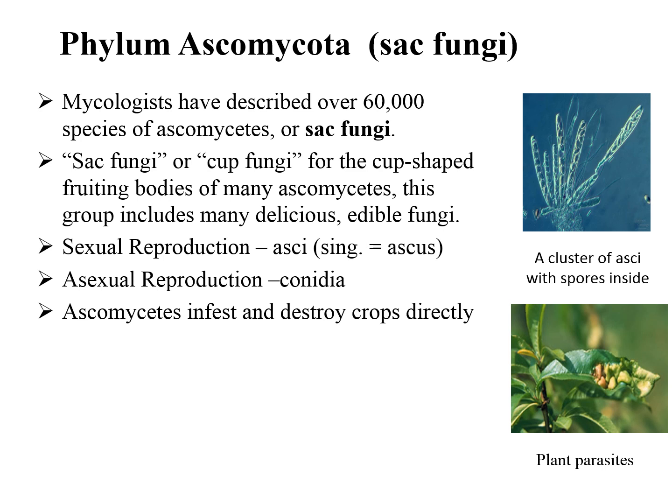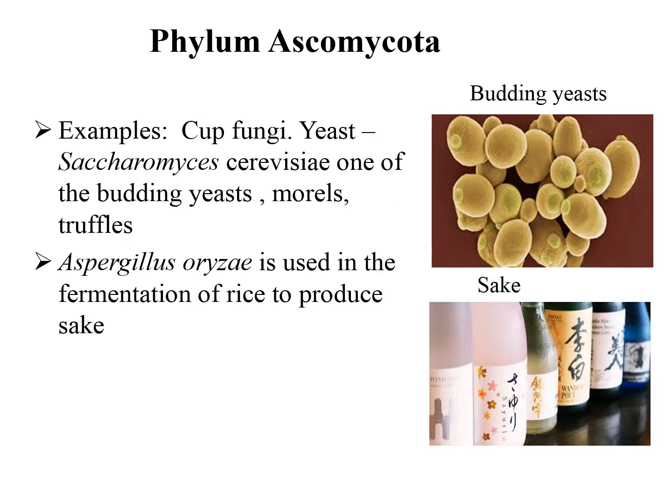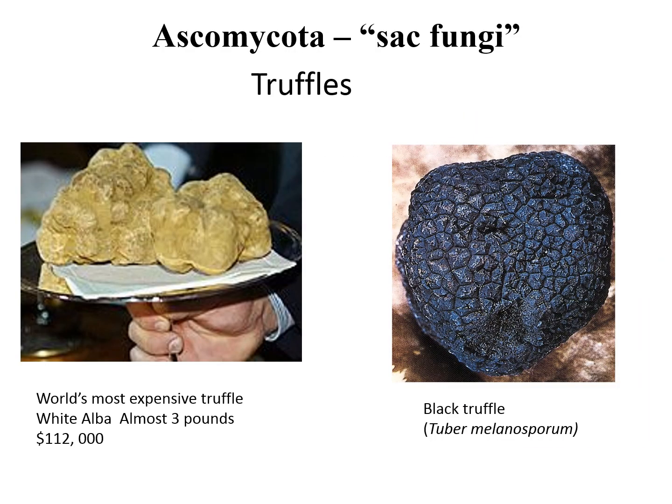Many of the colorful molds attack stored food and destroy fruit and grain crops. Some Ascomycota species play a beneficial role, such as yeast used in baking and beverages. Aspergillus oryzae is used in fermentation of rice to produce sake. This group also includes many delicious edible fungi, for example, truffles and morels.